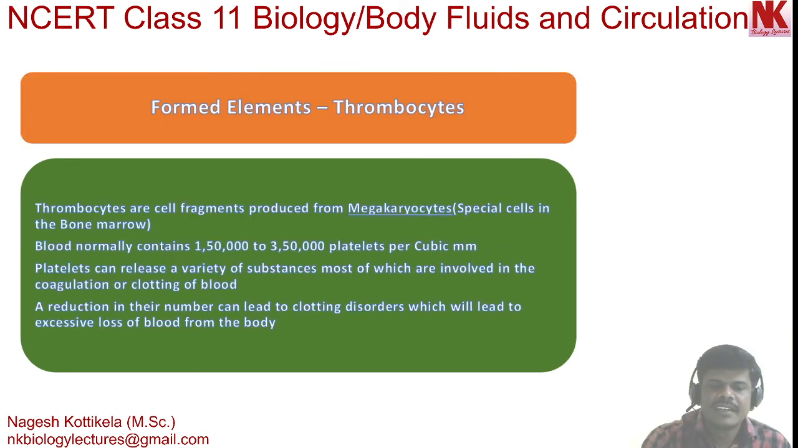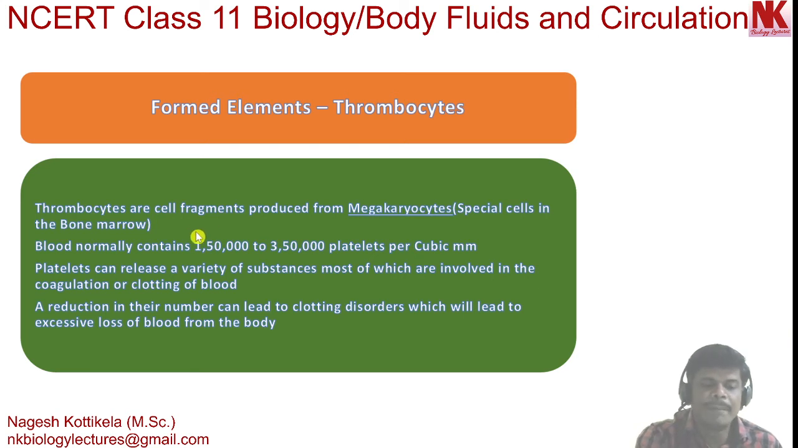After this, the third type of components, the blood corpuscles, thrombocytes. Thrombocytes are cell fragments produced from megakaryocytes. I repeat this once again. Thrombocytes are cell fragments produced from megakaryocytes. These megakaryocytes are special cells in the bone marrow.